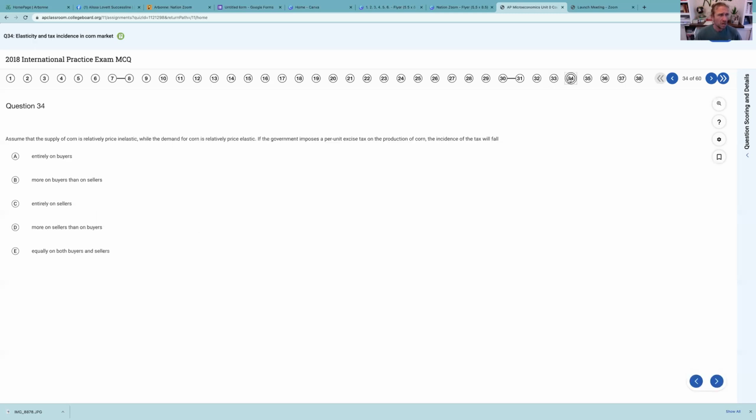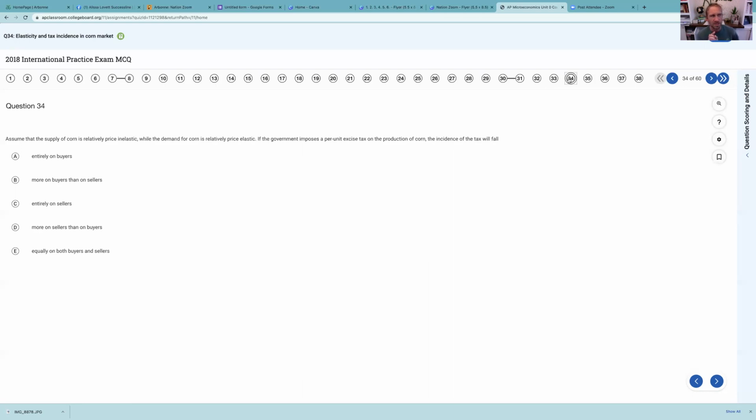34. Assume the supply of corn is relatively inelastic. The demand is relatively elastic. So this is tax incidence. So remember, when a tax is imposed, the producer writes the check for the tax, but the burden of the tax will either fall on consumers or producers, or more often than not, some kind of combination of the two. And it depends on which group is more inelastic. Remember, inelastic means they're not going to change their behavior by much, regardless of the price change.